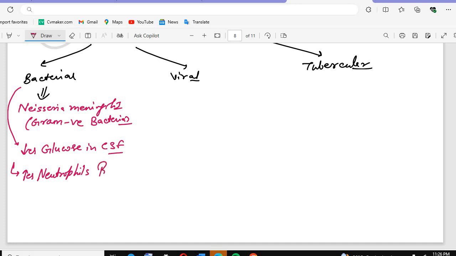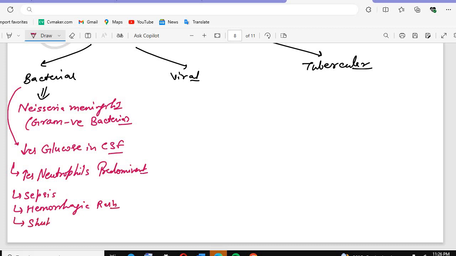The neutrophils will be predominant. So there will be an increase in the neutrophils. Of course, if it is a bacterial infection, there can be a chance of sepsis also, and the patients can also have hemorrhagic rashes in the skin.